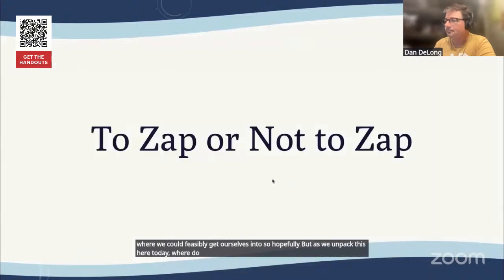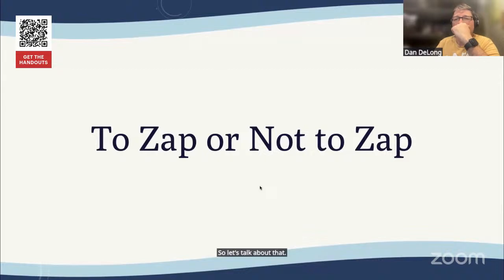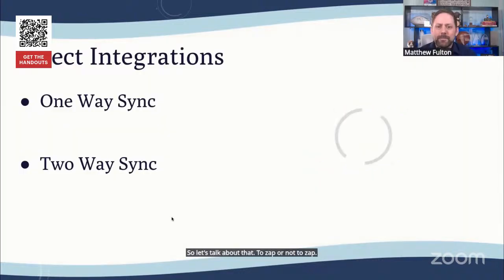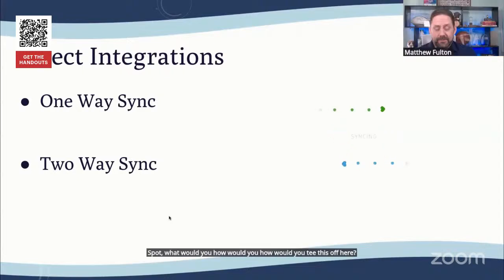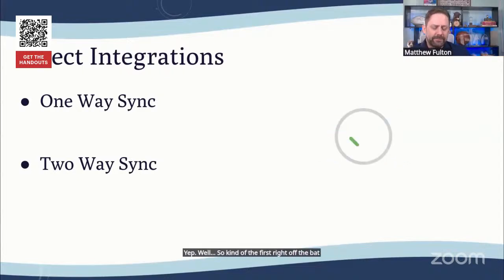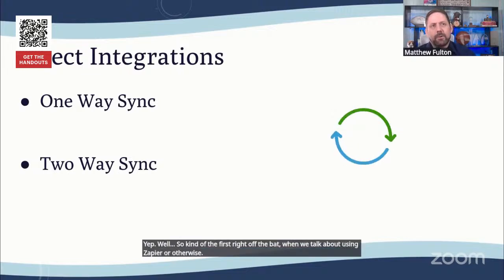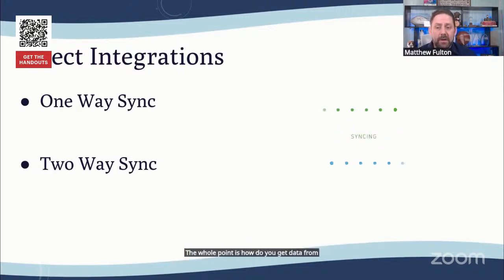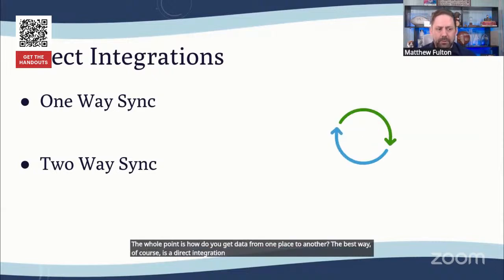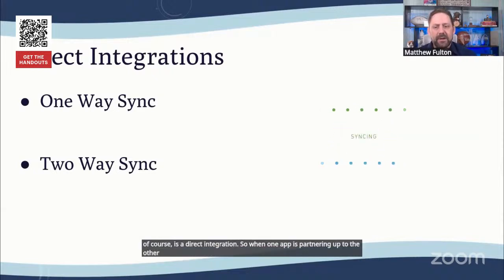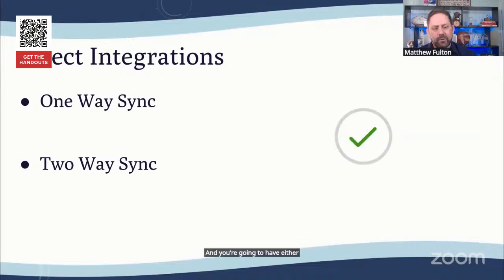Okay, so let's talk about to Zap or not to Zap. So how would you tee this off here? Right off the bat, when we talk about using Zapier or otherwise, the whole point is how do you get data from one place to another? The best way, of course, is a direct integration, when one app is partnering up with the other using their APIs, and you're going to have either a one-way sync or a two-way sync.